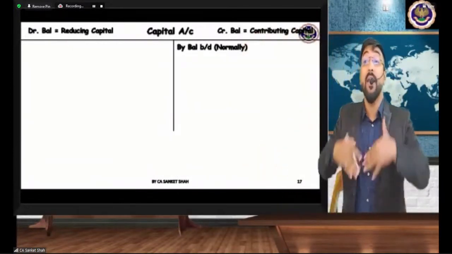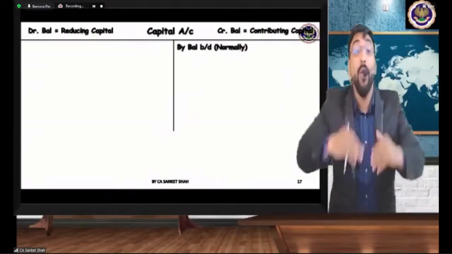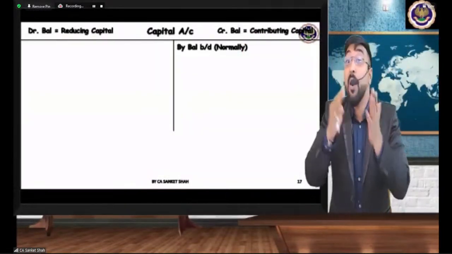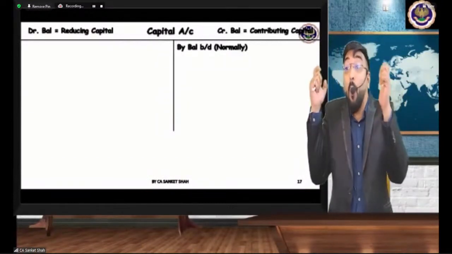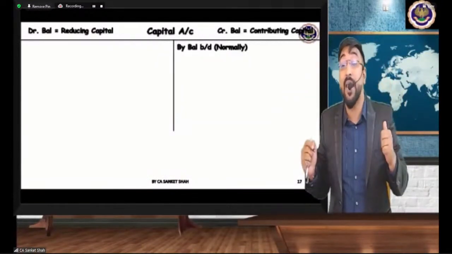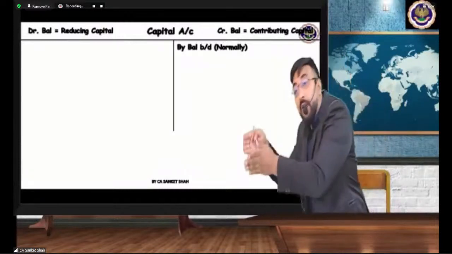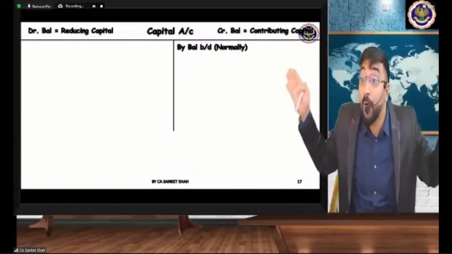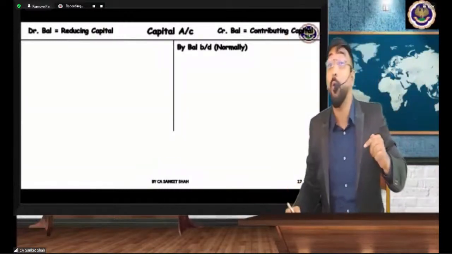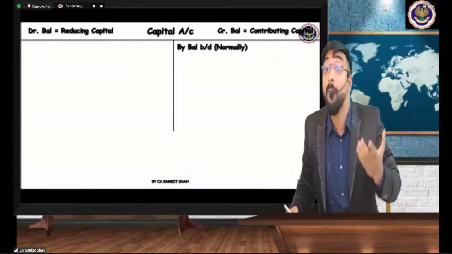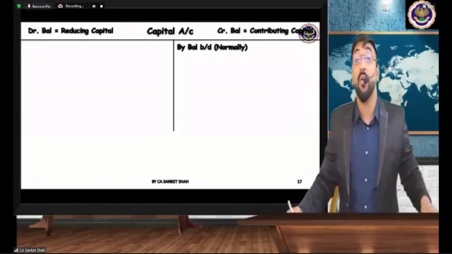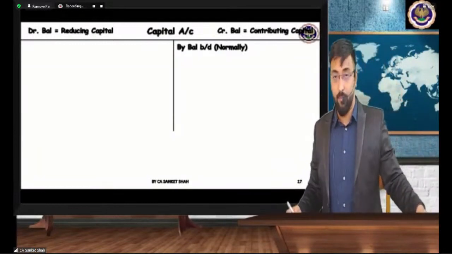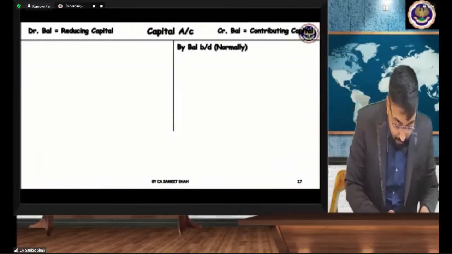What is credit? We have to pay. We have to pay to the partner. We are the partnership firm, think from the partnership firm's view. And what does the business entity concept say? Partner and partnership firm are two different persons. We have to think from the angle of the partnership firm, not the partner. So we will start with by balance brought down.